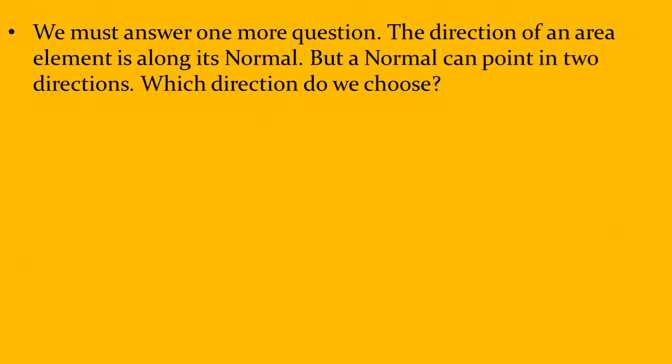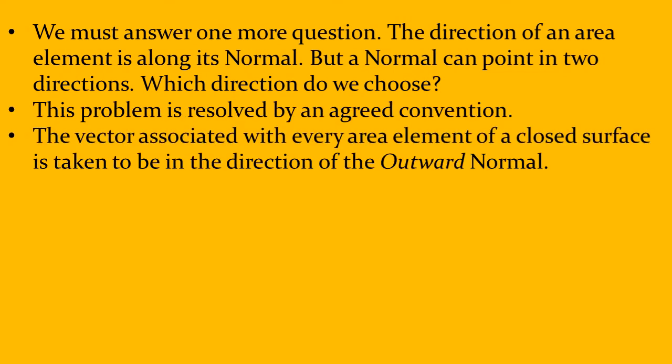But there is a question. The direction of the area element is along the normal, but the normal, the perpendicular which we draw here, points in two directions. So which direction do we choose? Now there is a convention. The vector associated with every area element of a closed surface is taken to be in the direction of the outward normal.